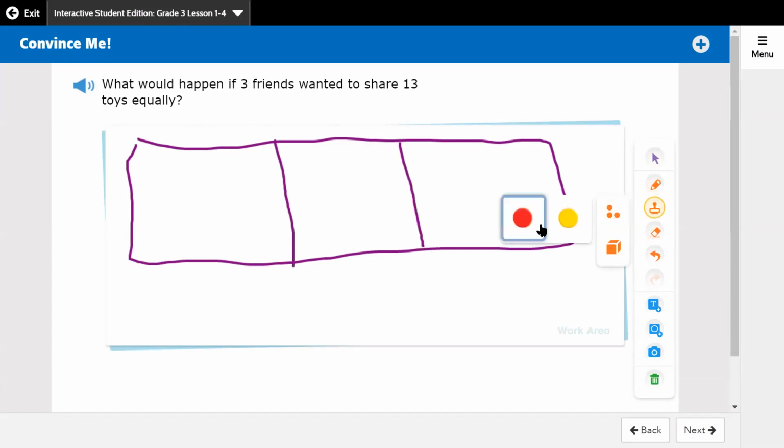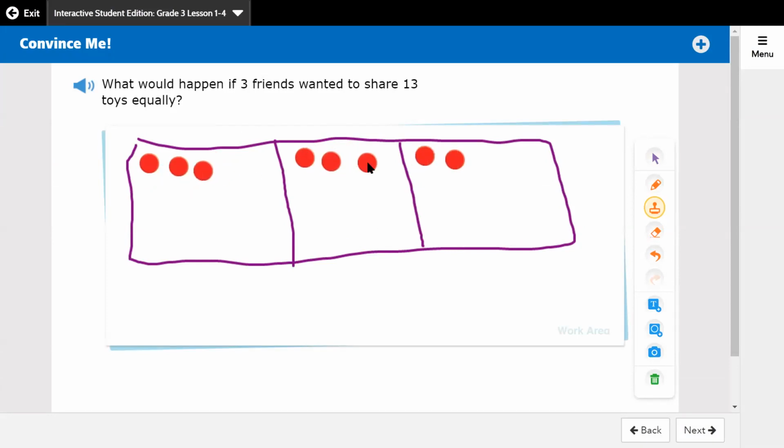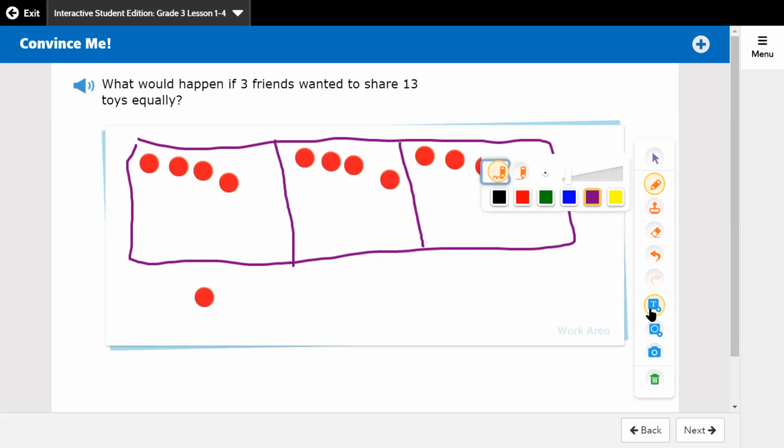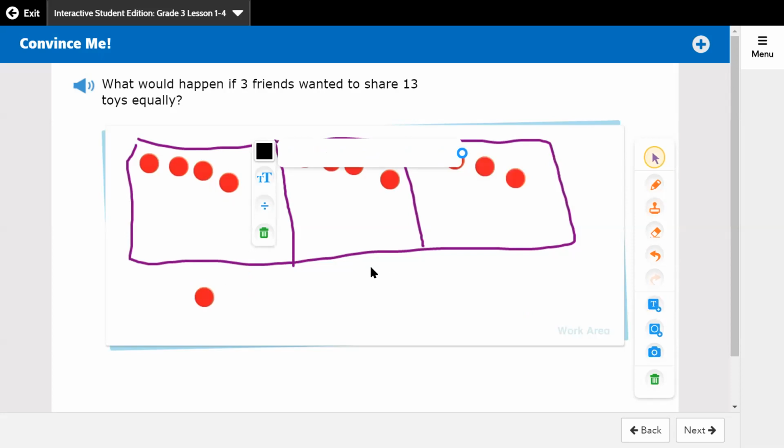And now we can add our counters in there to help us separate out those 13 to see if they come out equally. So we've got 1, 2, 3, 4, 5, 6, 7, 8, 9, 10, 11, 12. Uh-oh. We have 1 extra one. That means that no, they cannot share them equally. So we're going to have to write no. There will be 1 extra left over if there were 13 total for 3 friends.